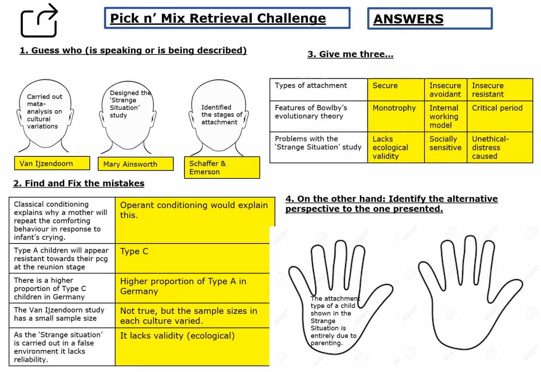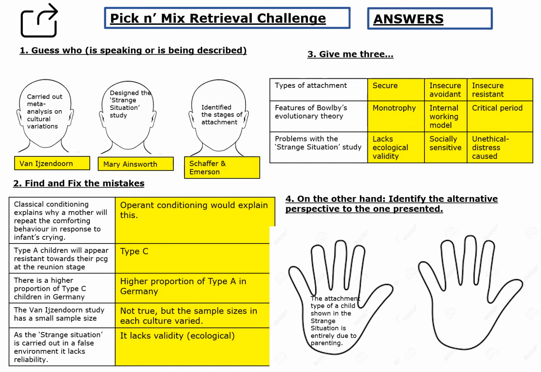Here we go again, so it's the yellow boxes we're looking at. Hopefully you knew that the meta-analysis was Van Ijzendoorn, probably with a variety of different spellings, but as long as we're close enough for this purpose. Mary Ainsworth, of course, designed The Strange Situation. Remember, she was a student of Bowlby, so very heavily influenced by his ideas, and it was Schaffer and Emerson who identified the stages of attachment. So that's going back to the beginning of the topic.